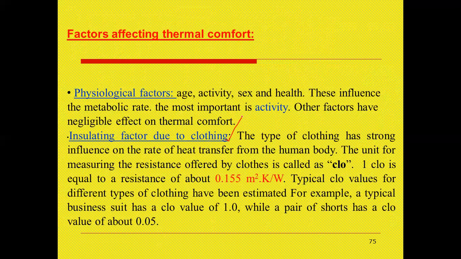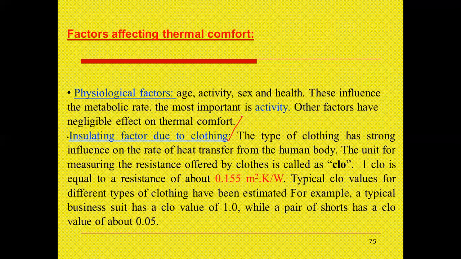Insulating factor due to the clothing. The type of clothing has a strong influence on the rate of heat transfer from the human body. The unit for measuring the resistance offered by clothes is called clo. One clo is equal to a resistance of about 0.155 meter square.